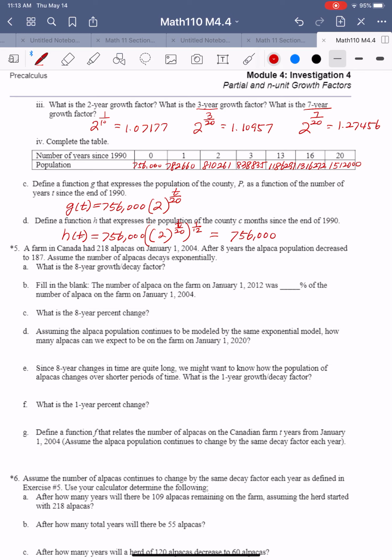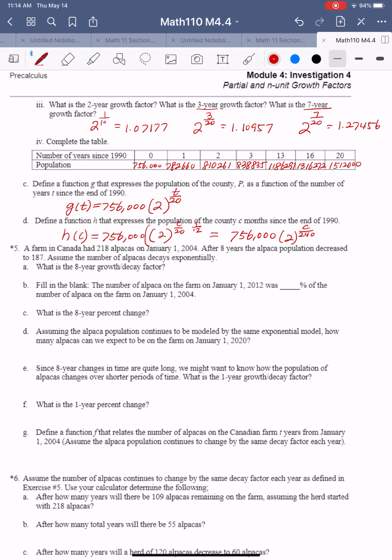Which is 756,000. Okay, let's put that as a C as a month. Okay, that's what they say here. Sorry about that. So let's change to the C. Change it as a C here. C over 20. And then you got 2 to the C over 240. So there are 240 months in 20 years. Okay, so I think that's all.